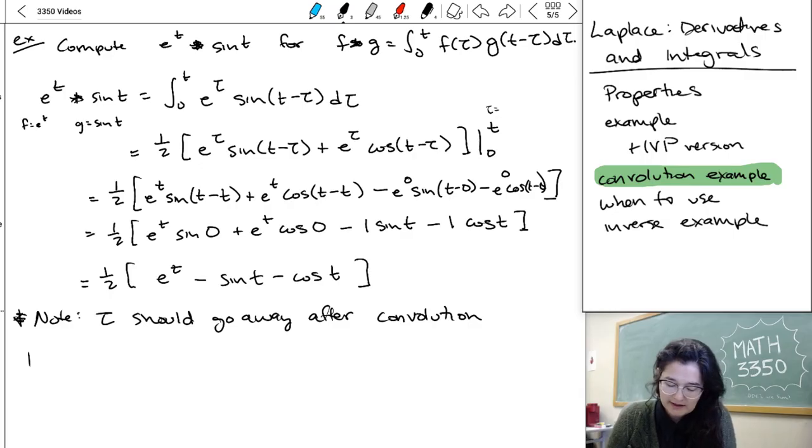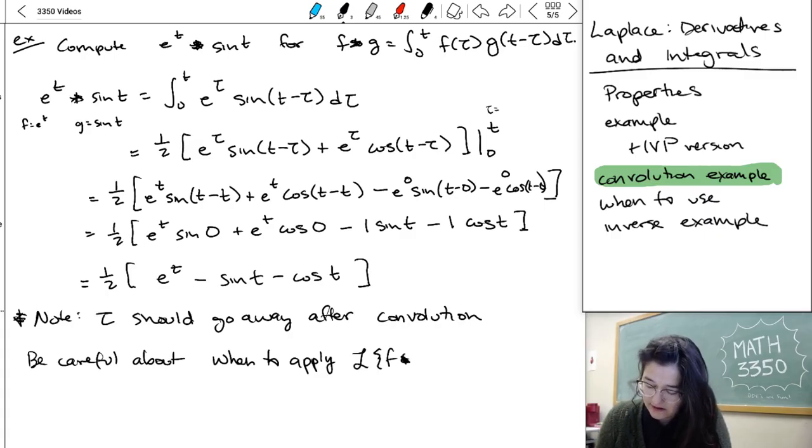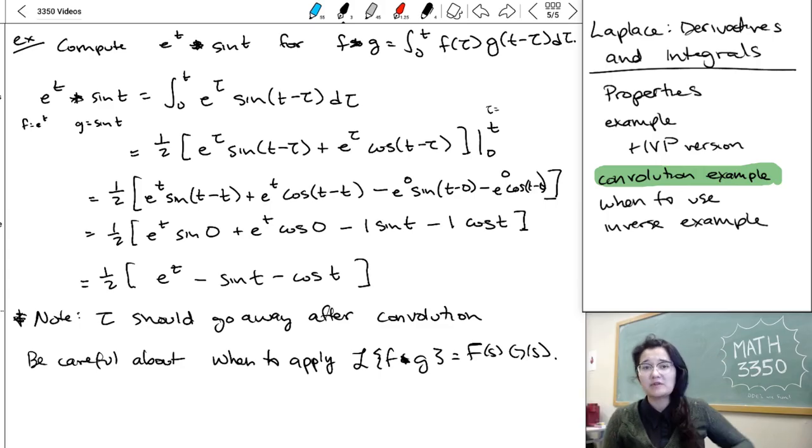And another thing is that you should be careful about when to apply the properties we learned about convolution. Specifically this, the Laplace transform of f star g equals F of s times G of s. We're going to have some examples where we use this in the forward direction, but normally we won't. I'm going to switch slides to show that to you in a second, so slowing down to give you some time to pause if you need it.